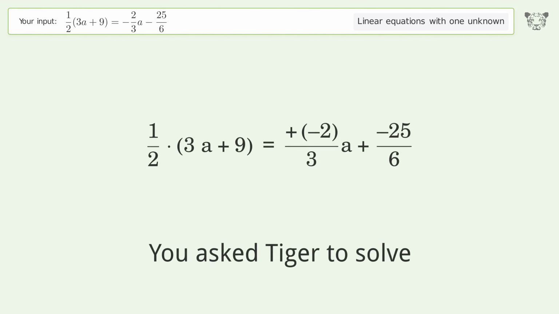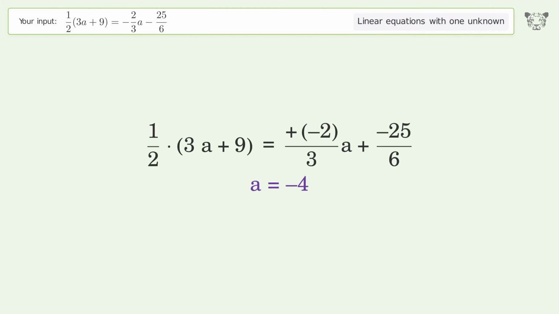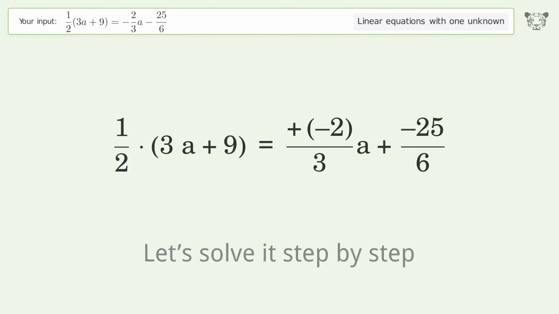You ask Tiger to solve this. It deals with linear equations with one unknown. The final result is a equals -4. Let's solve it step by step.